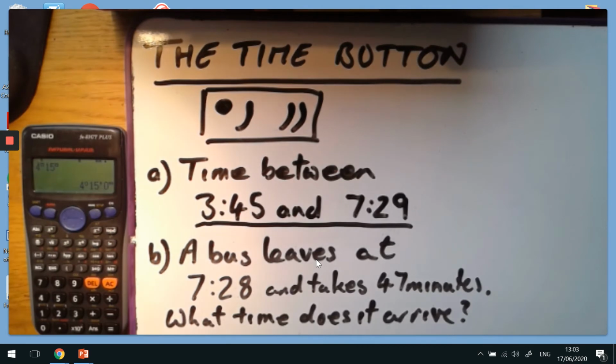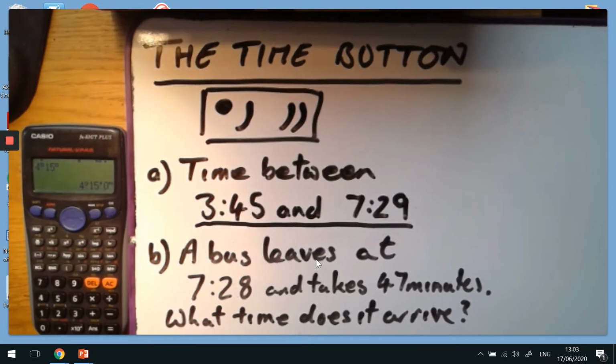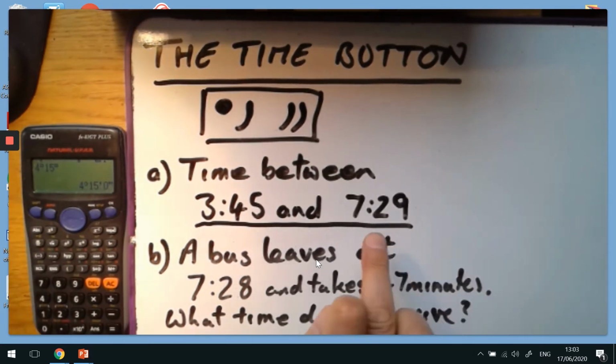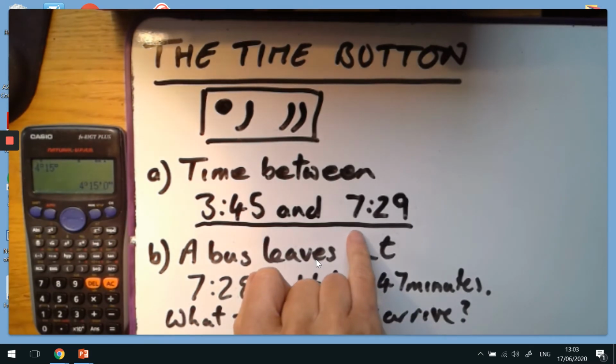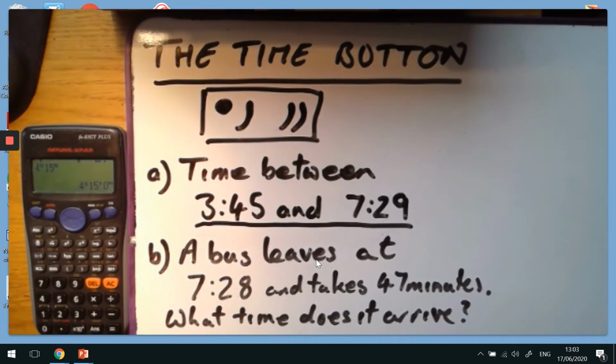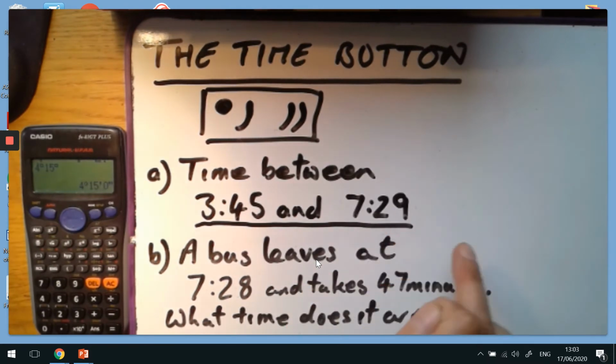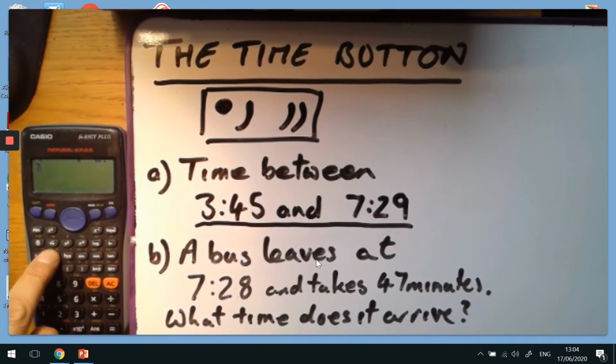Here's how we can do it on the calculator. If you were doing it on a non-calculator, you would maybe be jumping up by 15 minutes, then jumping up on the hours, and then finally the 29. But we can do it quite nicely on the calculator by saying we want to do 7:29 minus 3:45. Now we can't use a decimal place on this because 7:29 is not 7.29. We have to use our time button.